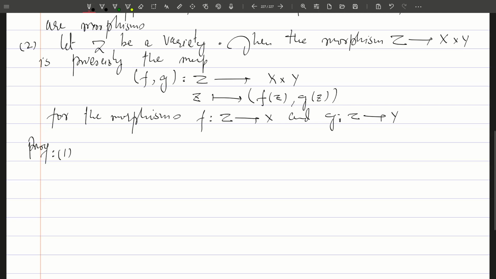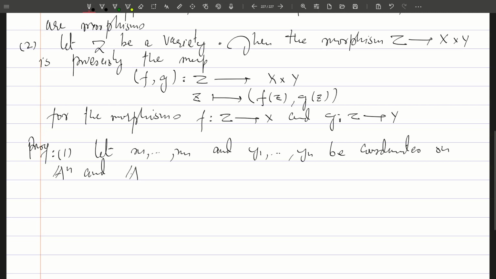So to prove the first, let us consider x1 up to xn and y1 up to ym to be coordinates on A^n and A^m respectively.